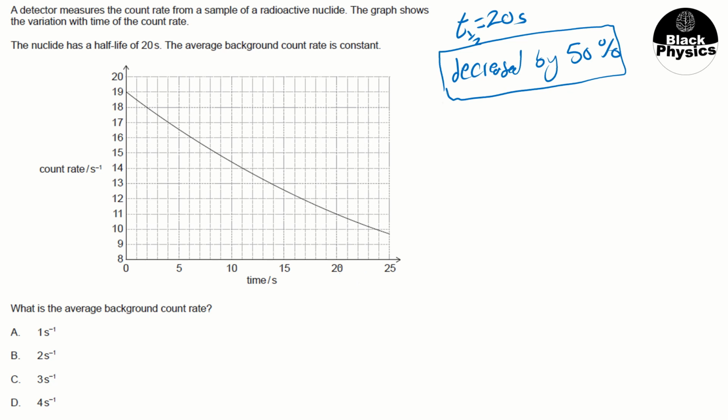But what we have here is that at 20 seconds, the graph shows 11 rates per second, which is not the half of 19. And this happens because of the background activity.